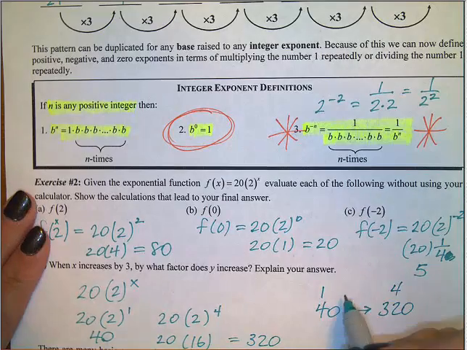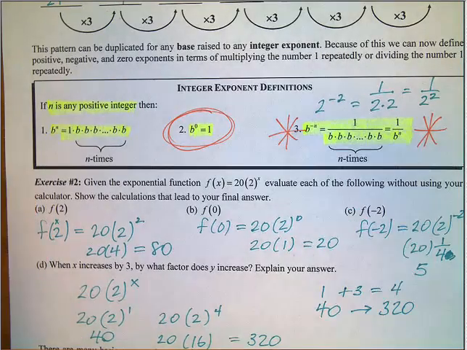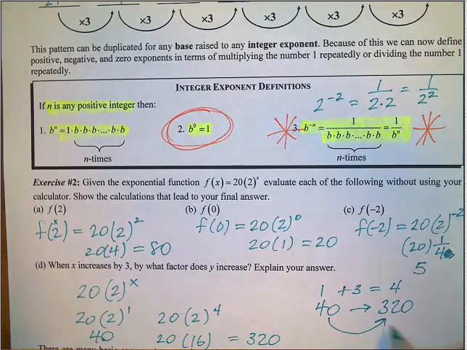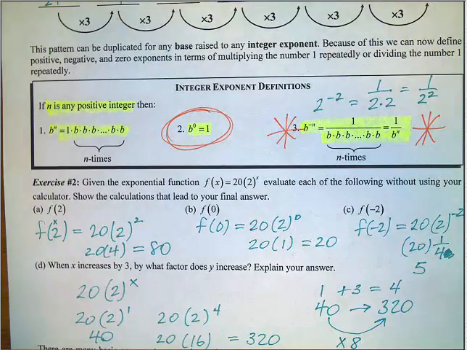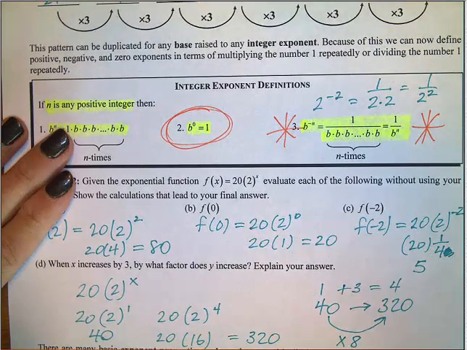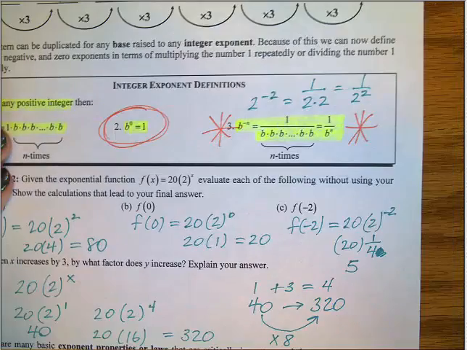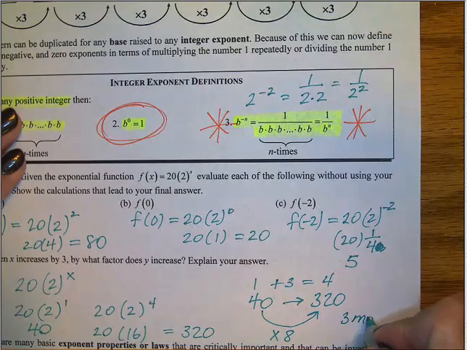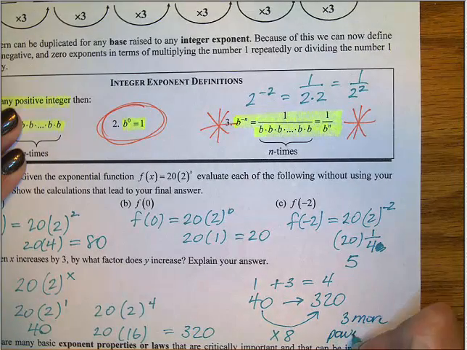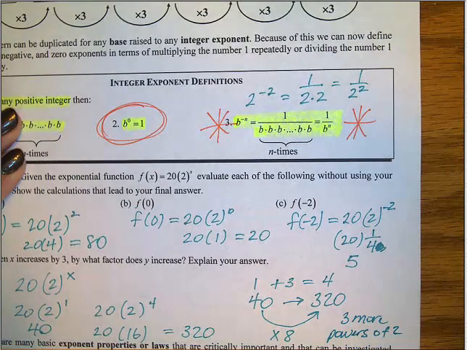So I increased x by 3. So what did I do to y? Well, ignore the zeros. What do you do to 4 to make 32? Multiplied by 8. And notice I used my numbers to help me. So how would I explain? Well, if I'm increasing x by 3, that means I have 3 more powers of 2. So 2 to the third is 8.